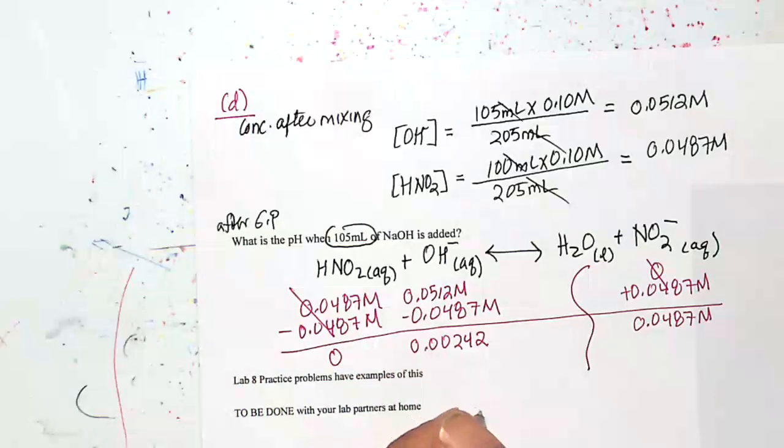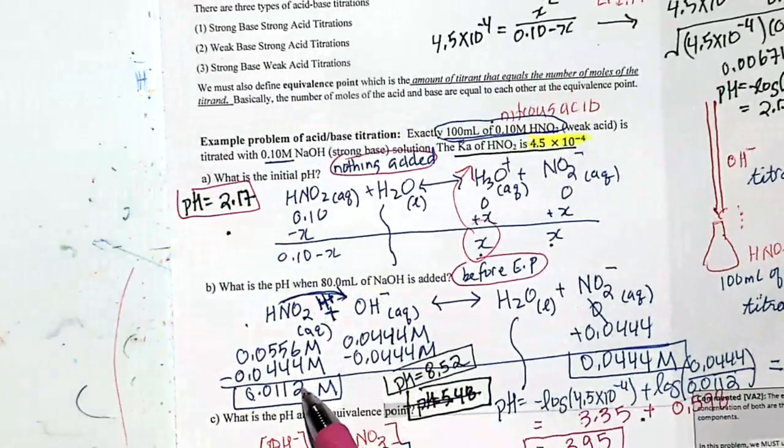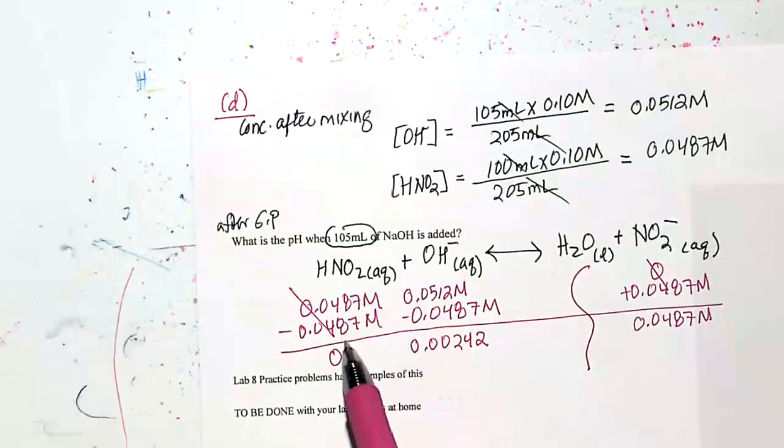So in part B, we subtracted the OH from the HNO2, because it took all of it, but all of it is 0.0444. You can't take 0.0556 because you only have 0.0444. And on the flip side, Carolina, in part D, OH minus eats all of it, and all of it is 0.0487, leaving us behind about 0.00242 OH minus left over.